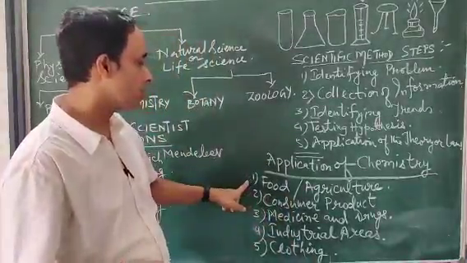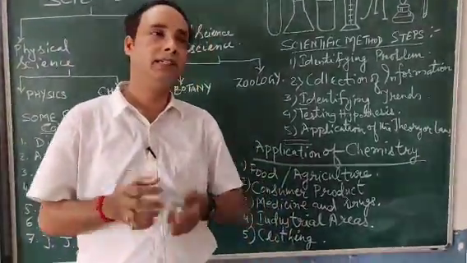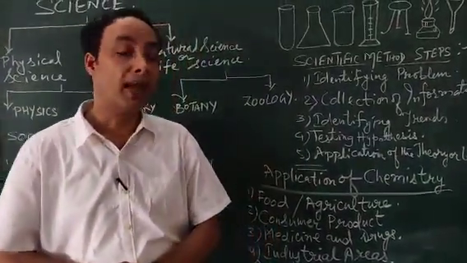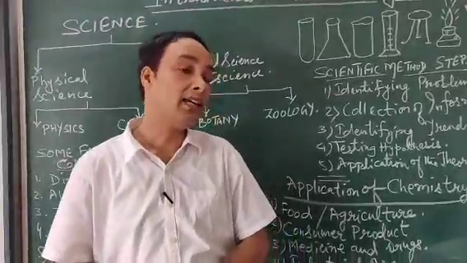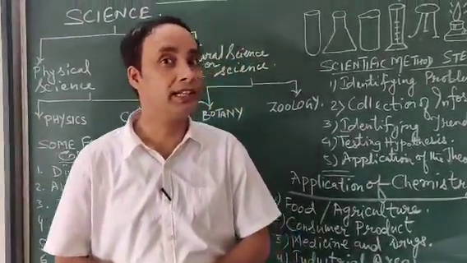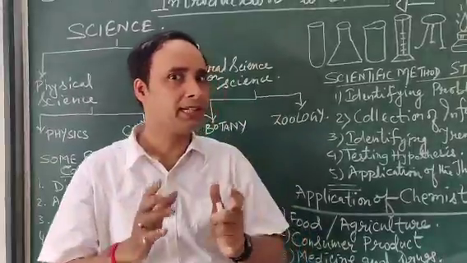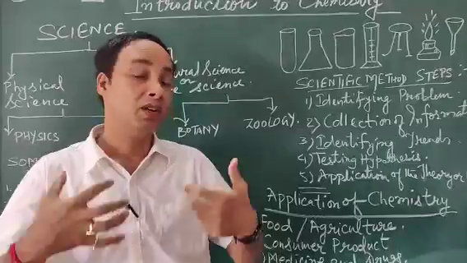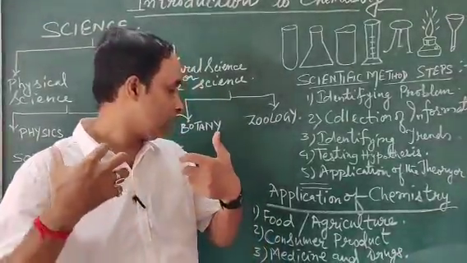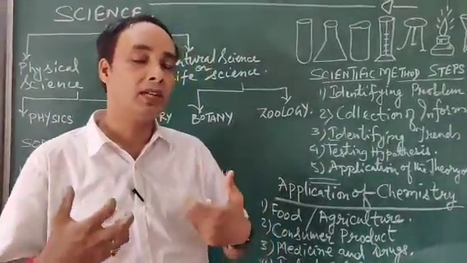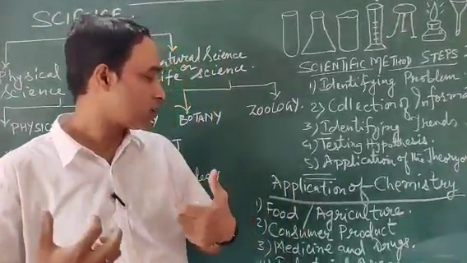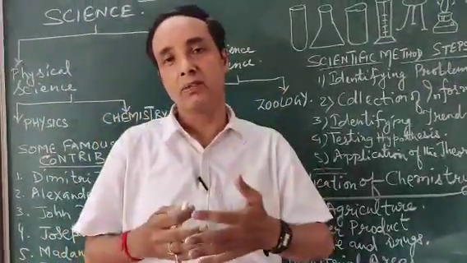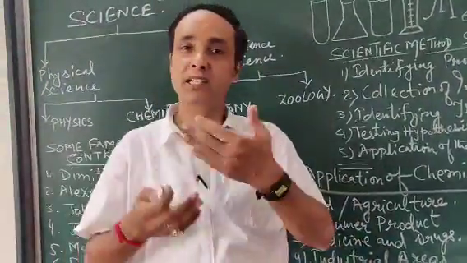First point, let us see food and agriculture. During the years 1960 to 1980, it was a golden era of our country. Why? Because maximum food grain production and high yielding varieties of seeds were introduced during those years. During that period, India became self-reliant, self-sustained in the production of food. In agriculture also, we have achieved a remarkable feat. What is that? High yielding varieties of seeds have been made.